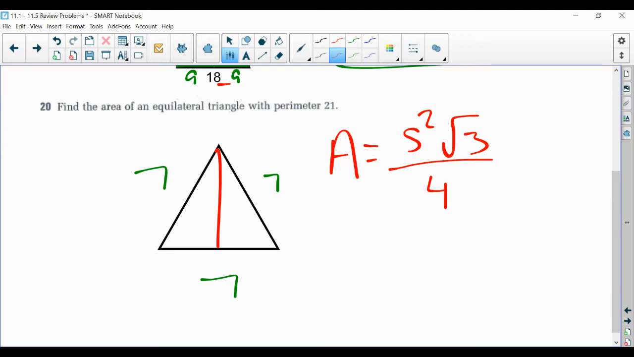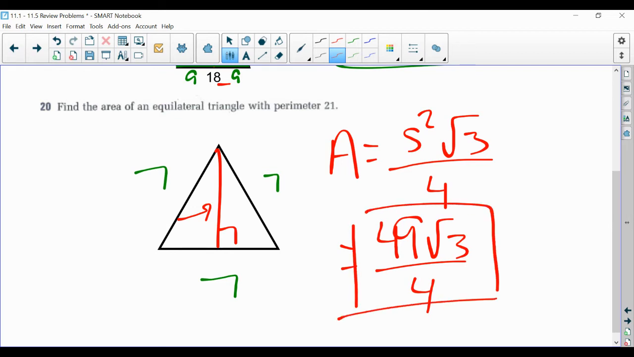And where does that formula come from? Well, it comes from getting this height from 30, 60, 90 triangles. So it's not that difficult to derive. Okay, so my side length is 7. So it's 7 squared, which is 49, times the square root of 3 over 4. You saw in my answers that I did 49 over 4 is 12.25. You don't have to do that. You're perfectly fine if you leave it as 49 rad 3 over 4.